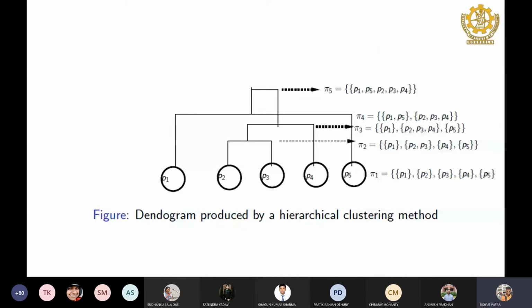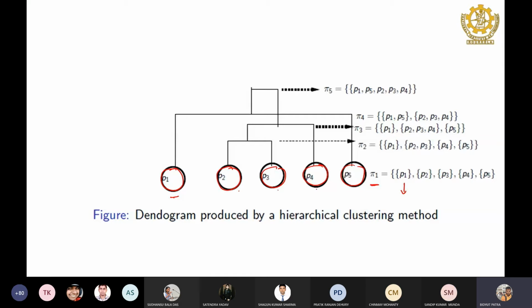So here is one example. Say we initially have 5 points: P1, P2, P3, P4, P5. Each individual point you consider as one cluster, this is one cluster, this is another cluster, another, another, and another. So this is a clustering where each cluster contains a single point. This is one clustering. Now you move on.